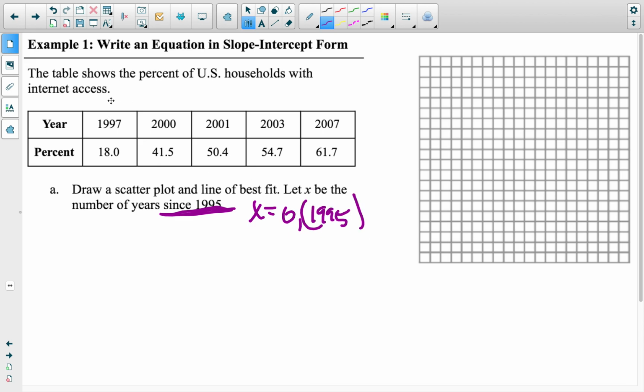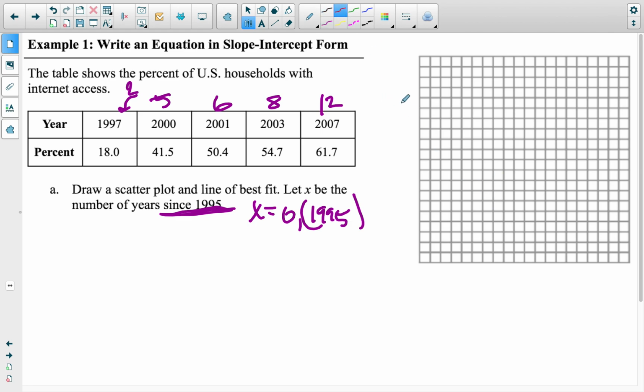Meaning up in this table, 1997 is going to be x equals 2 because it's 2 years since 1995. 2000, x is going to be 5. 2001, x will be 6. 2003, x will be 8. 2007, x will be 12. That's just a common thing that people do in statistics to make the x values a little bit lower.